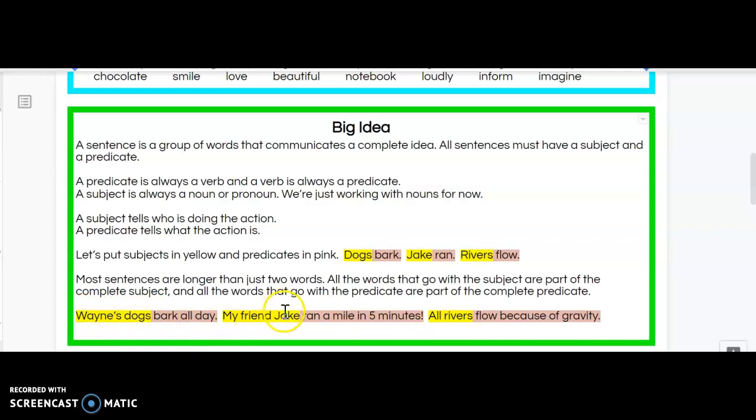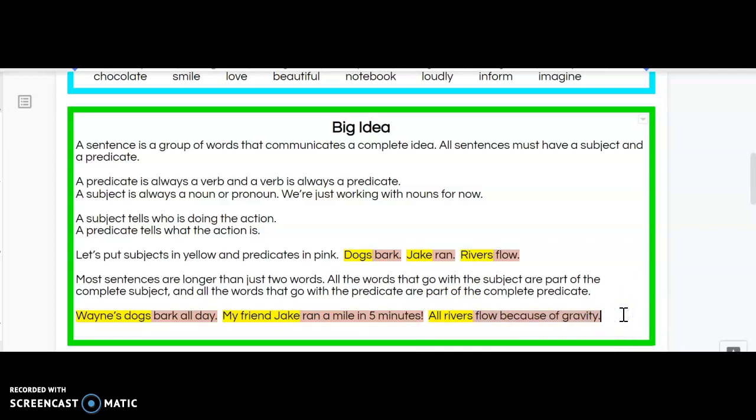You can see that we did the same thing with Jake ran. We still have Jake as the subject, ran as the predicate, but now we have a bigger sentence. So we have a bigger complete subject and predicate. My friend Jake is now the subject, that's the who. And what did my friend Jake do? Well, he ran a mile in 5 minutes. Complete predicate. Same with rivers flow. We still have rivers as the subject, flow as the predicate, but we have a longer sentence now. So all the words that go with rivers is our complete subject. All rivers is the subject. And what do all rivers do? They flow because of gravity.